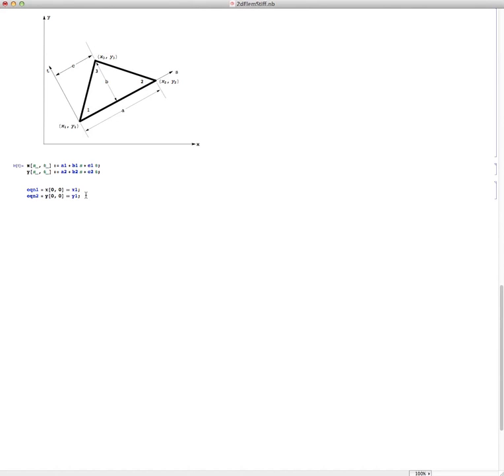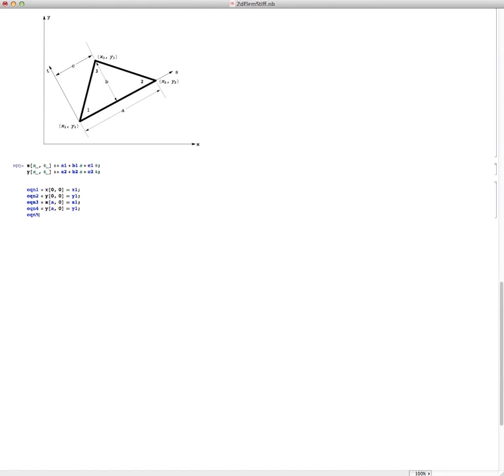Okay, and the third equation, we're going to evaluate X at now this point in the local coordinate system ST. S is equal to A and T is equal to 0. So we're going to have A, 0, that's equal to X1. Equation 4, Y at A, 0 equal to Y1.